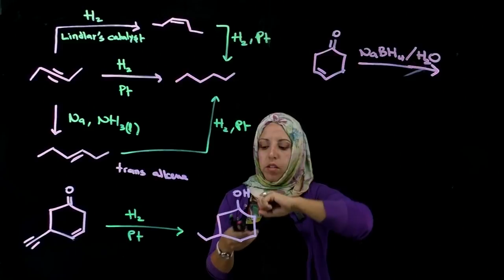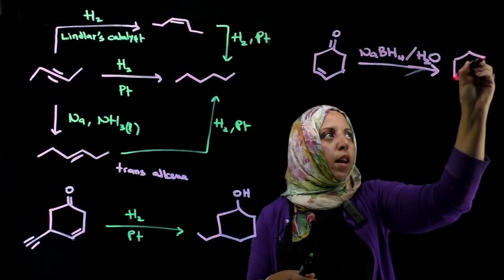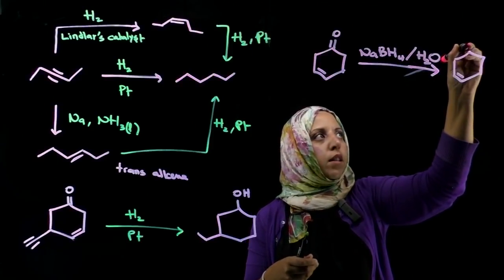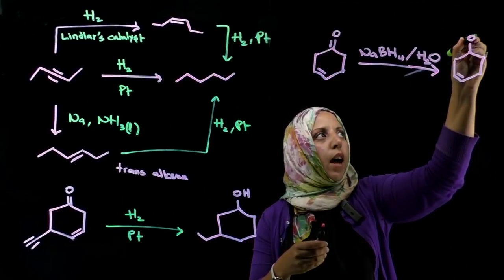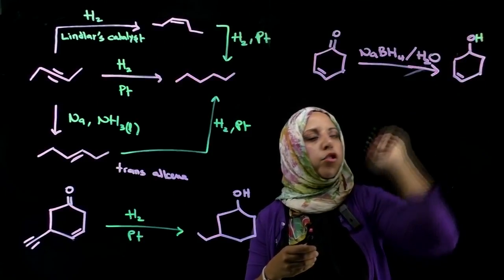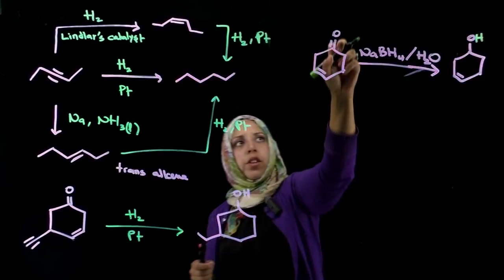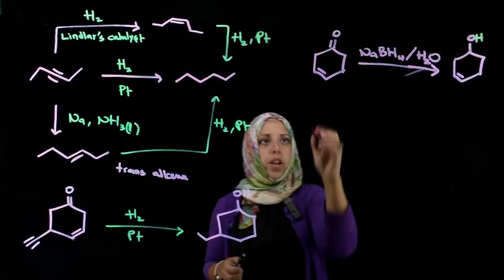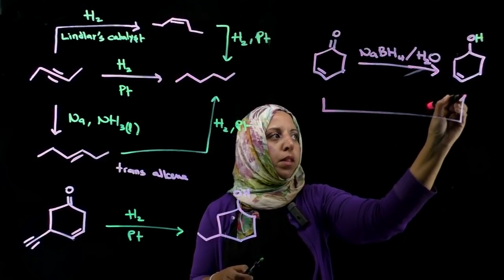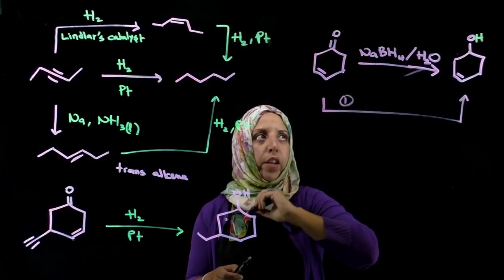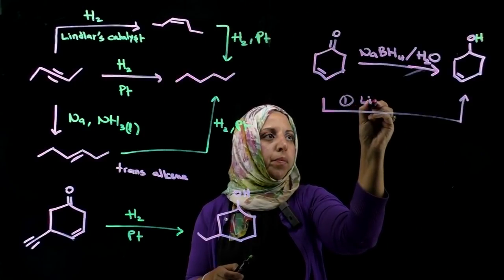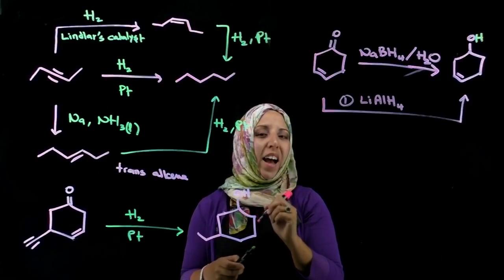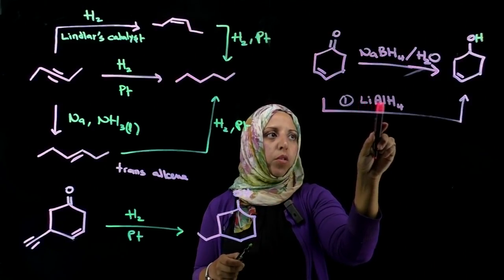It would reduce the carbonyl into an alcohol group. The pi bond remains in its place. It's basically adding a hydrogen to the oxygen and a hydrogen to that particular carbon, so you're adding two hydrogens across the carbon-oxygen bond. Another reagent that forms the same product is lithium aluminum hydride, often abbreviated as LAH.